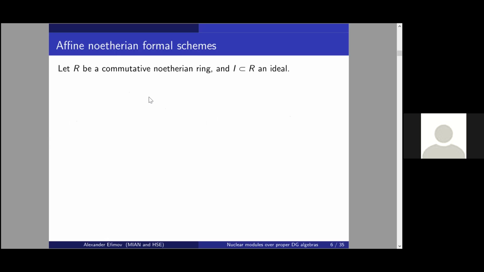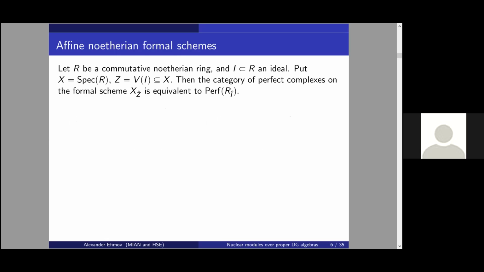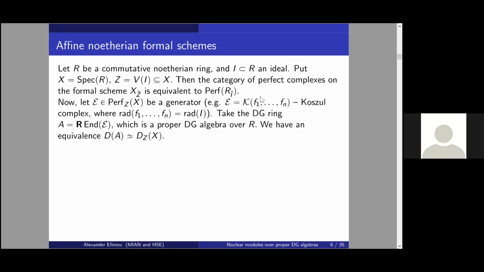Now let's consider affine Noetherian formal schemes. Just take a commutative Noetherian ring R and an ideal I in R. So we have an affine scheme and we have a closed subset defined by this ideal. The perfect complexes on this formal scheme are basically perfect complexes over the completion. It is also the same as the homotopy limit of perfect complexes over R mod I to the N.